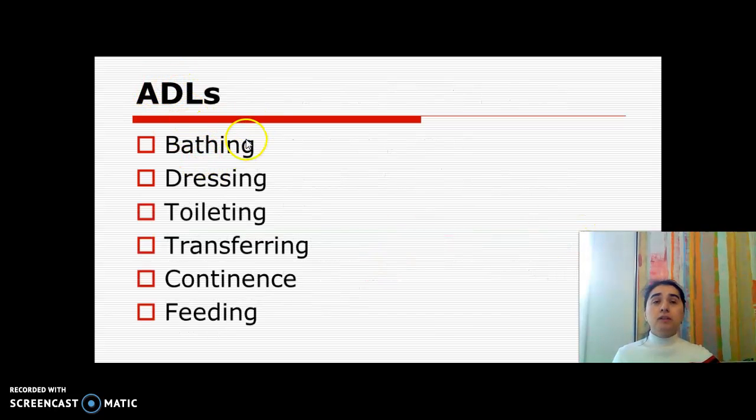ADLs, activities of daily living, include bathing, dressing, toileting, transferring, continence, and feeding. If a patient is incontinent and unable to dress without assistance, for example, and take baths without assistance, in this case, he or she might need 24-hour care, but not nursing care, a caregiver. This can be accomplished at home with a live-in caregiver, or in an assisted living facility, or a boarding care facility.